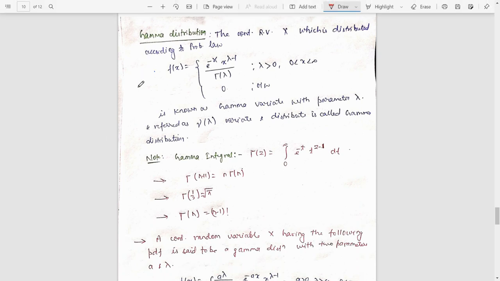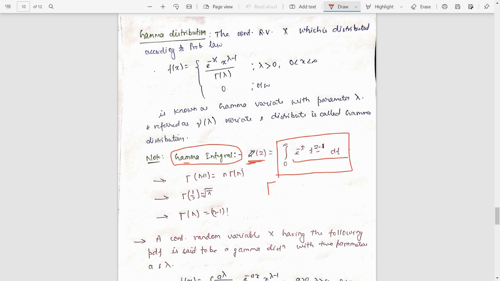There is something called the gamma integral in mathematics, represented by this particular symbol. Gamma z means the integral from 0 to infinity of e to the power minus t, times t to the power z minus 1, dt. If you find an integration like this anywhere, it is called a gamma integral, and its notation is gamma z, because it is represented in terms of z.